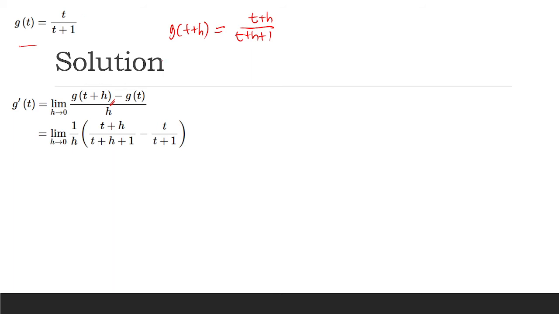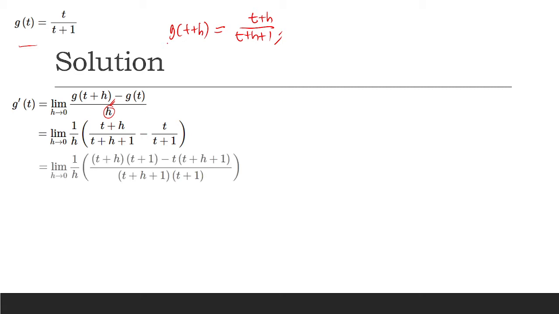So if we do that, since may denominator to, medyo magugulo kasi kung denominator over denominator tayo. So nilabas natin, ginawa natin 1 over h. Itong h na to, nilabas natin para lang hindi nakakalito. So we have 1 over h times, this is your g of t plus h. That's t plus h over t plus h plus 1. Ito yung nakuha natin kanina. Minus g of t natin, that's t over t plus 1.